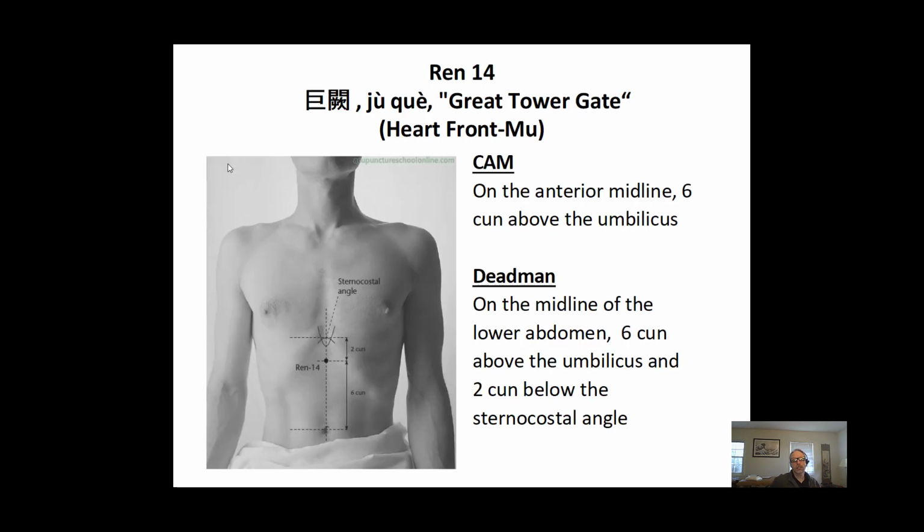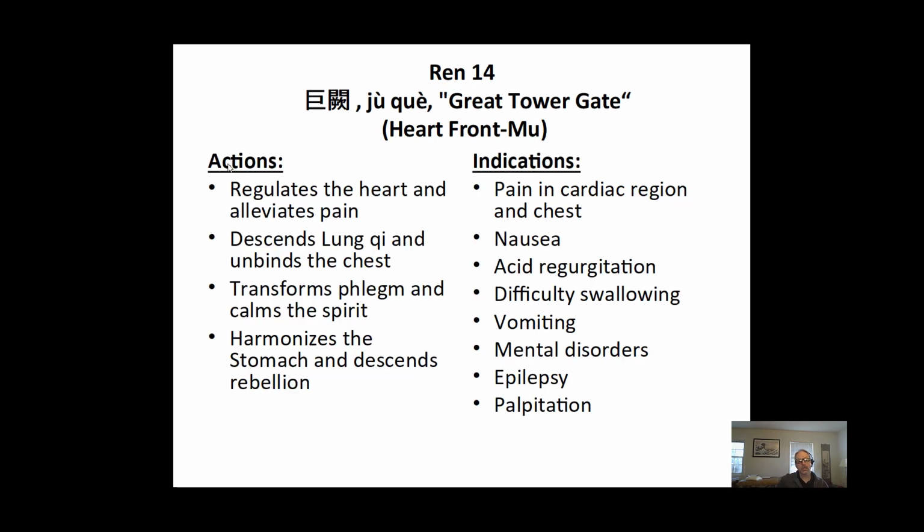Ren 14 is the front mu of the heart, which is 6 above the belly button or umbilicus, 2 below the sternocostal angle. Regulates the heart and alleviates pain, descends lung qi, unbinds the chest, transforms phlegm and calms the spirit, harmonizes the stomach and descends rebellion. And the indications really reinforce that.